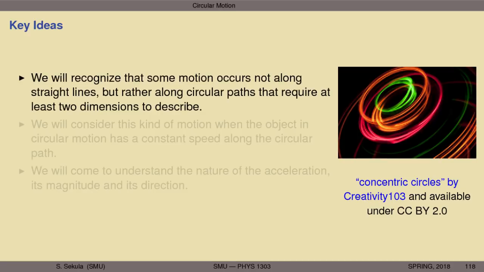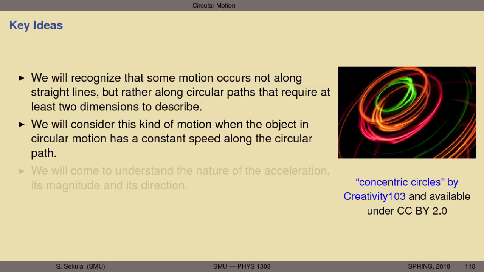We're going to come to recognize that some motion occurs not along straight lines, but rather along circular paths that require at least two dimensions to describe. We've already seen some examples of this. We will consider this kind of motion when the object in circular motion has a constant speed along the circular path. So the object is moving on some kind of circular shape, and if you were to ask at any moment what is its speed, you would be told its speed is the same as the last time you asked.